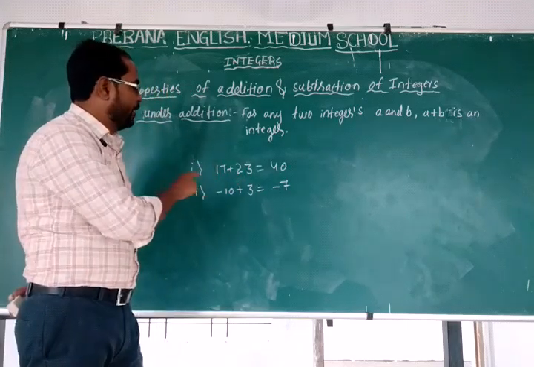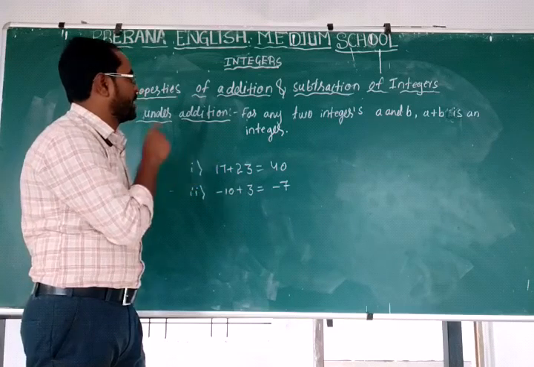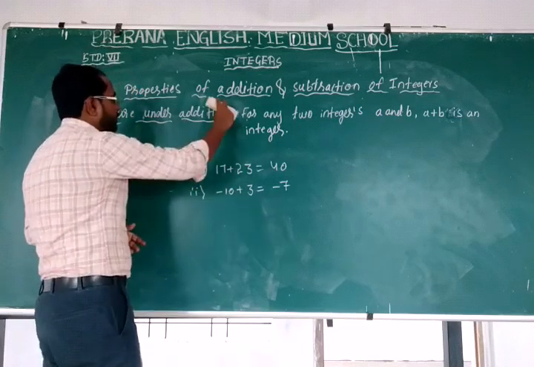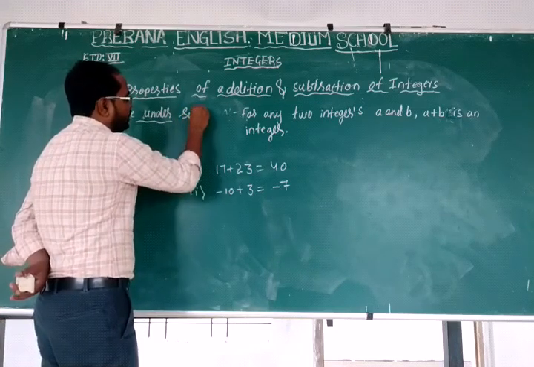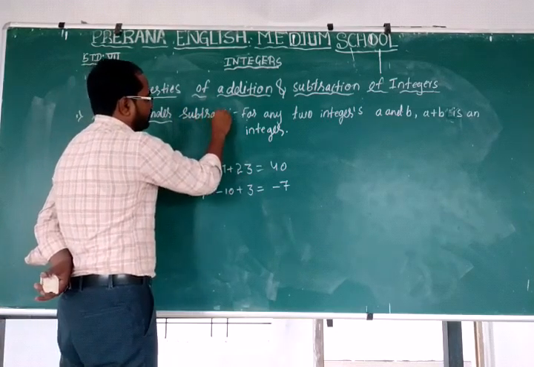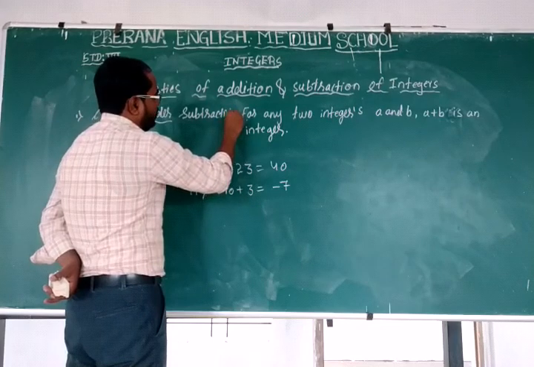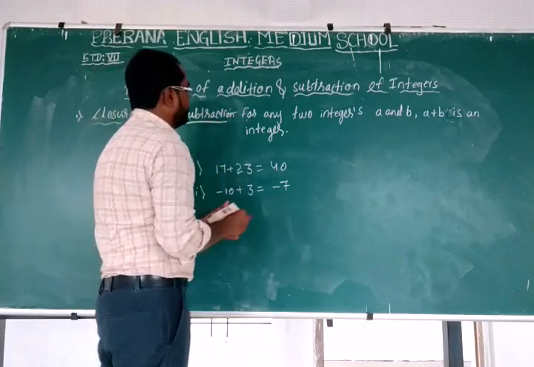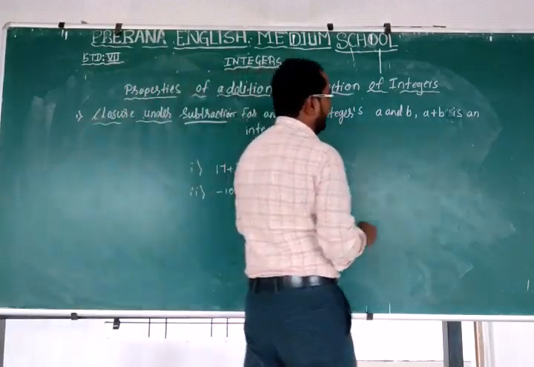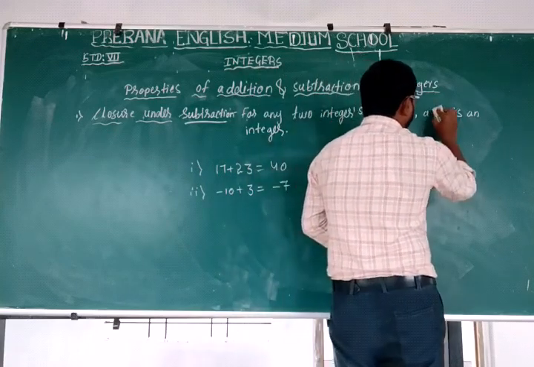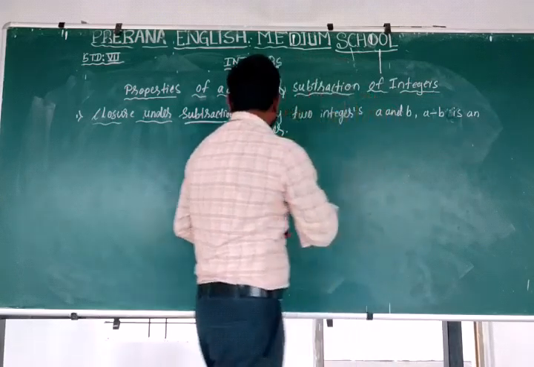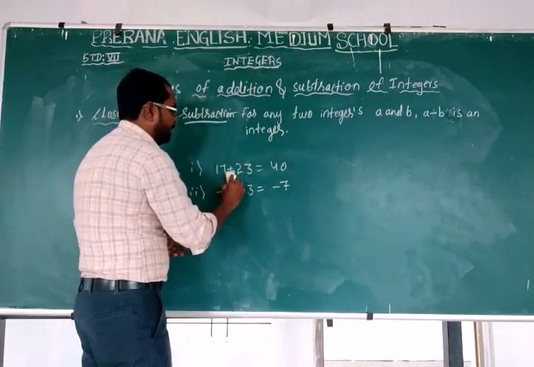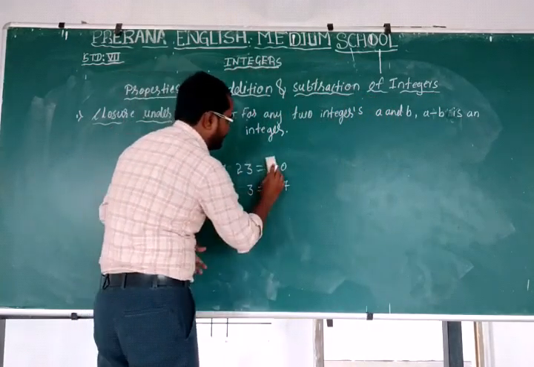So the same property will go for subtraction also. So we'll see closure under subtraction. For any two integers a and b, a minus b is an integer. So with the same examples, if you take and subtract.